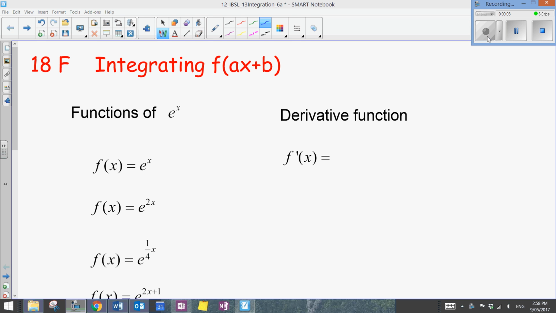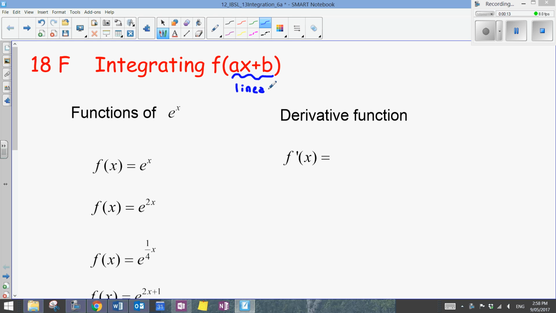Hello, IB. We are looking at 18F, and we are integrating now functions that have an input or a domain that is linear. So now we're specifically looking for any kind of linear domain. In other words, whatever you put into the function, so I'll use the word input there, remind us what we're actually doing. Any input that is written in a linear form.